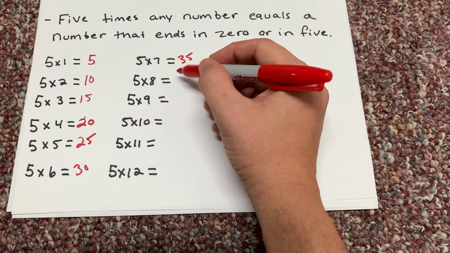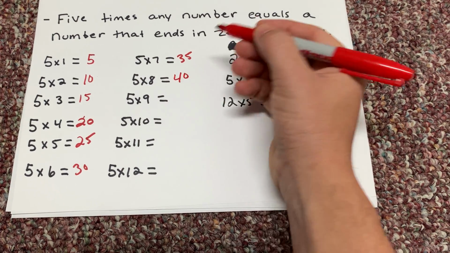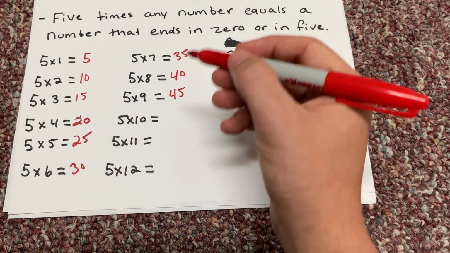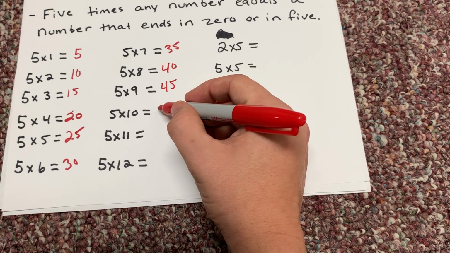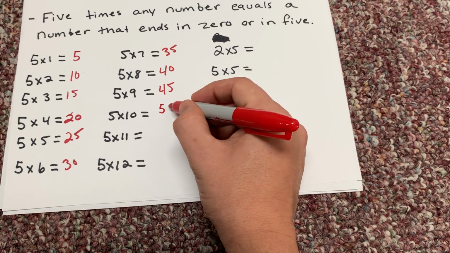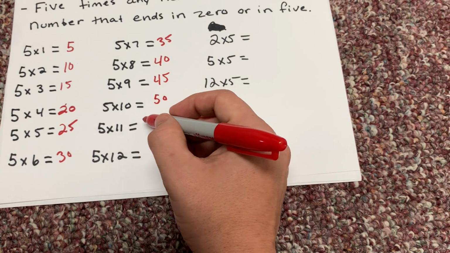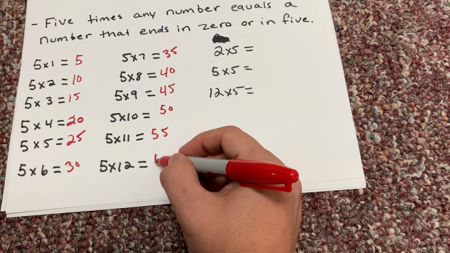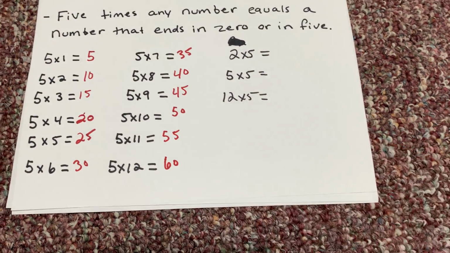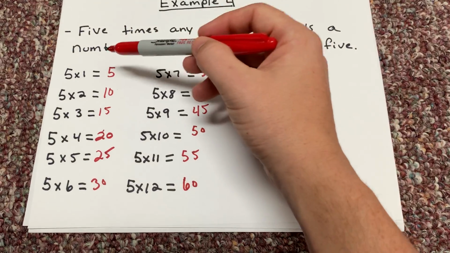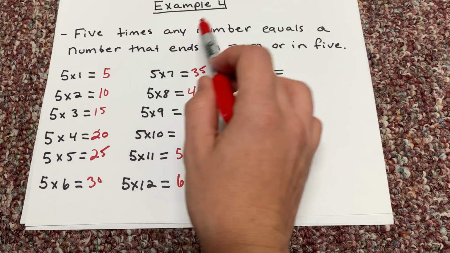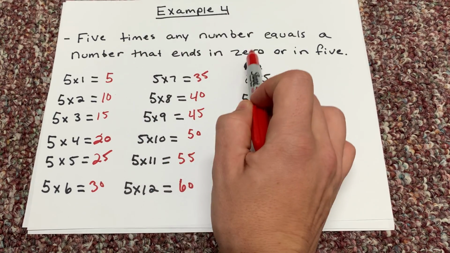So 5 times 8 equals 40. 9 times 5 is 45. 5 times 10 is 50. And 5 times 11 is 55. And 5 times 12 is 60. Now you'll notice the pattern here. Remember, it told us 5s and numbers, okay? So 5 times any number equals a number that ends in 0 or 5.